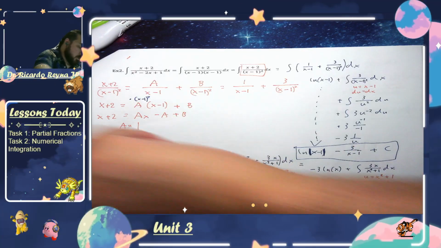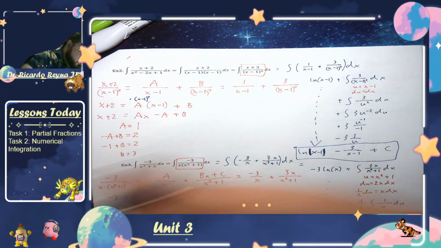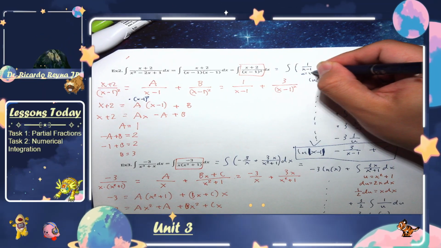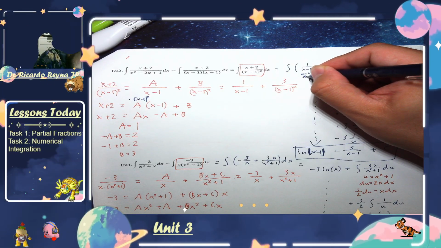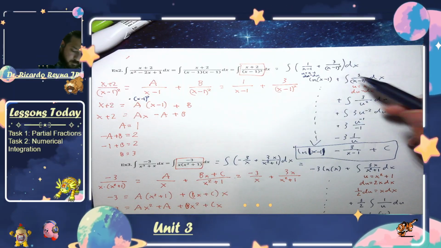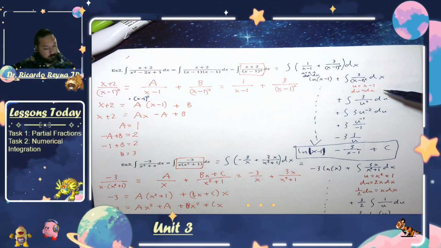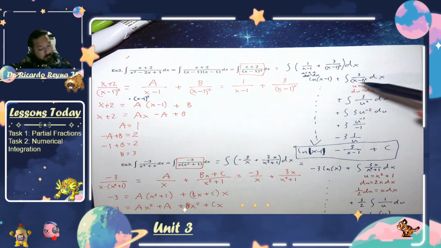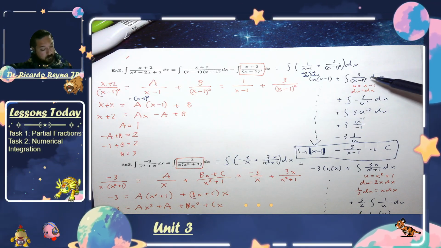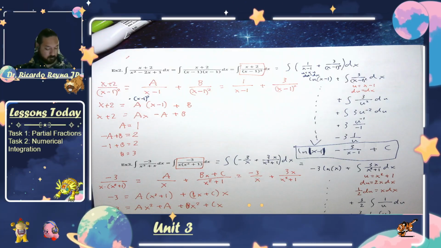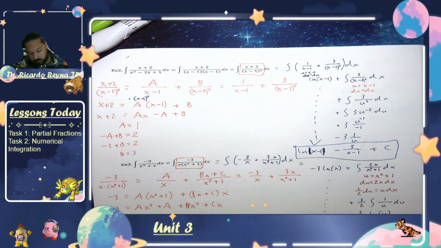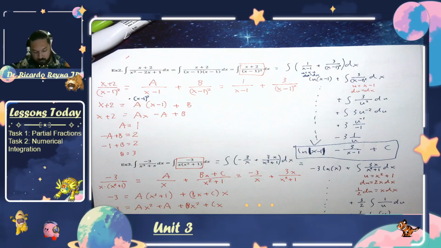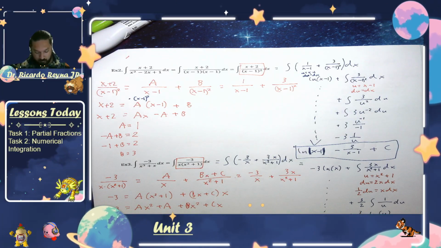Then, okay, I'm not gonna skip this U substitution, just because this one is not as obvious. So you'll have ln of x minus 1, and then plus the integral of 3 over x minus 1 squared dx. So the U substitution for this one is still x minus 1, and du is still dx.